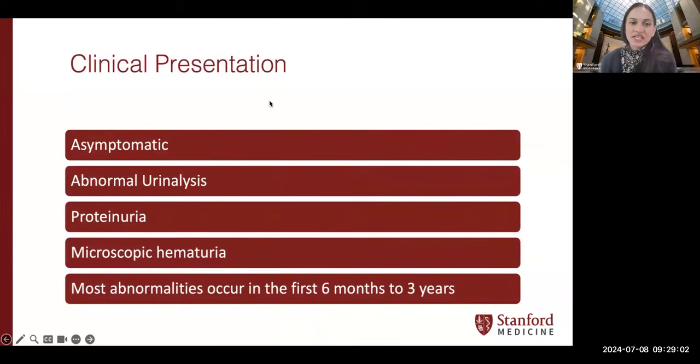So clinical presentation, again, as I've already said, they usually present asymptomatic, which is why when we have known lupus patients, we will check urine, and sometimes randomly they have fatigue and somebody checks a urinalysis and then they get diagnosed with lupus based on their urinary findings. So again, they can have an abnormal urinalysis. They'll usually have blood in the urine, protein in the urine that's lower than 2,000 milligrams. And most of these abnormalities will occur in the first 6 months to 3 years of their lupus diagnosis.